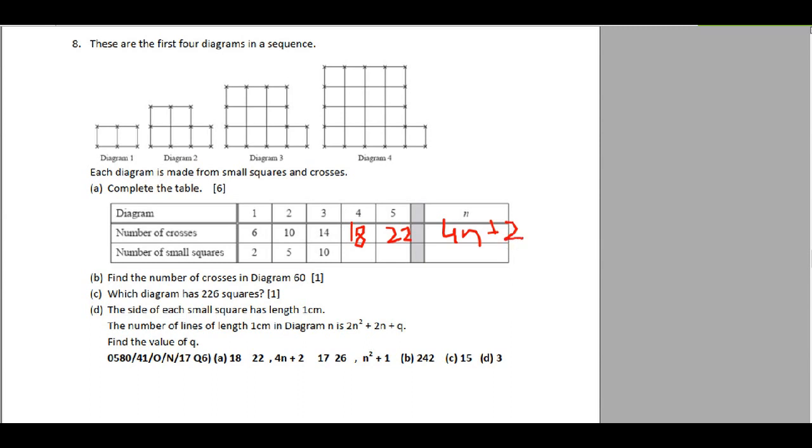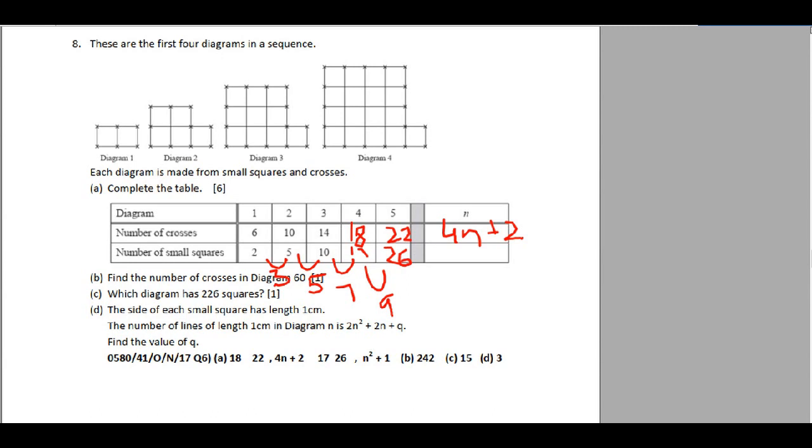Okay, next row: 2, then we're adding 3 to get 5, then we're adding 5, then we'll add 8, which will give us 18, then we'll add 7, which will give us 17, and then we'll add 9, which will give us 26.